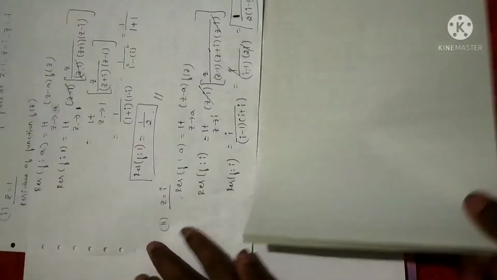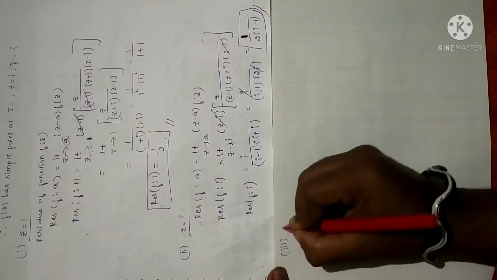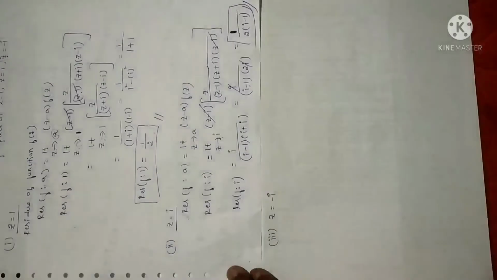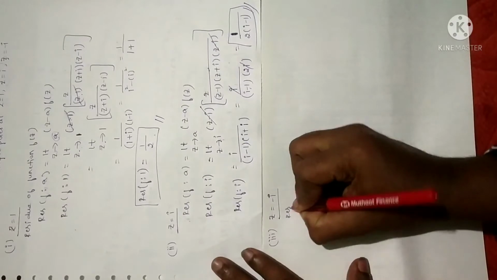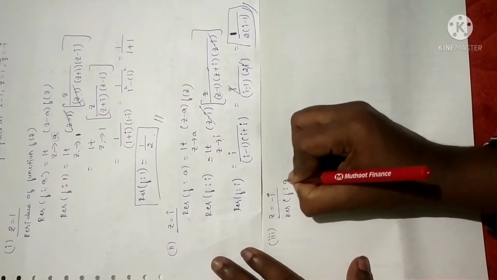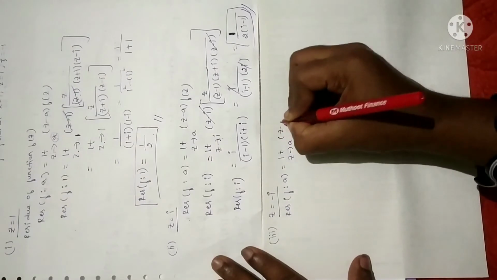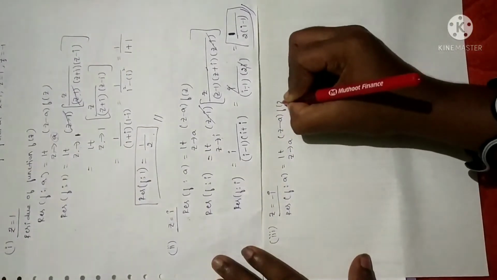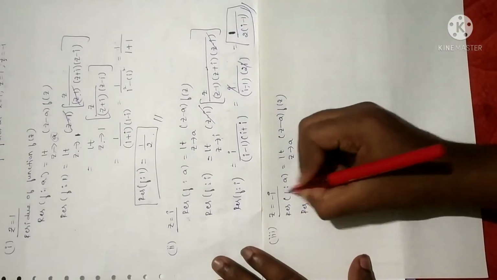So let me do it here. The third one is when z is equal to minus I. When z is equal to minus I, residue of a function f with reference to a, again you have to write the formula limit z tending to a. Hope everybody is taking running notes. Please take running notes of these problems. Here the value of a is minus I.